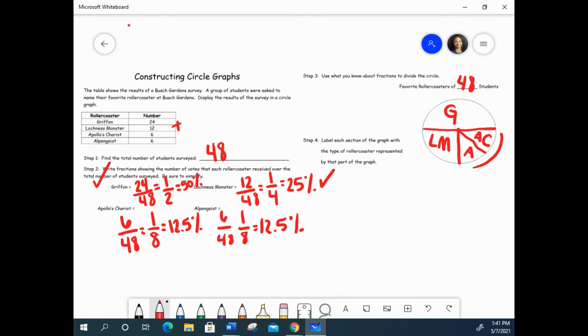So again, your Griffon is represented by half, or 50%. And then half of 50% is 25%. So Loch Ness Monster is represented by that. And then we took the last 25% and split that in half between Apollo's Chariot and Alpengeist. So again, your circle is always out of 100%, but the amount of students or whoever you're surveying or whatever it may be can change.